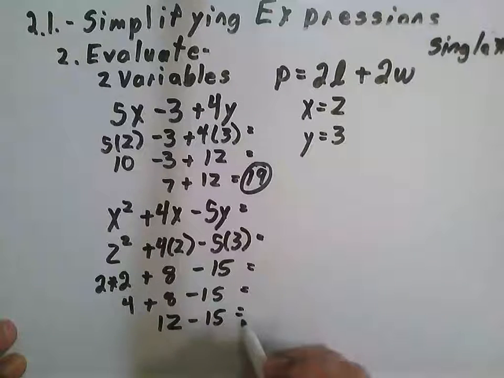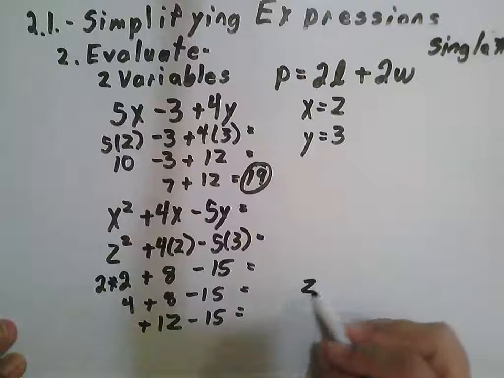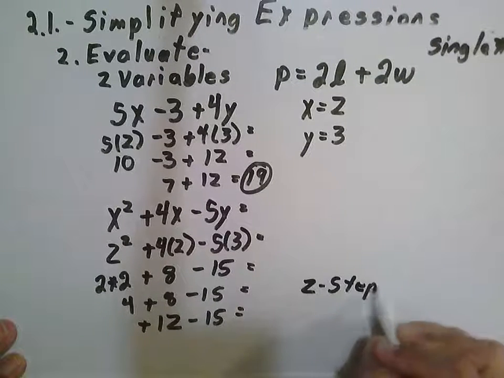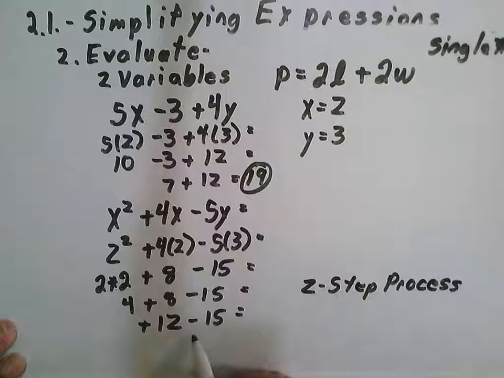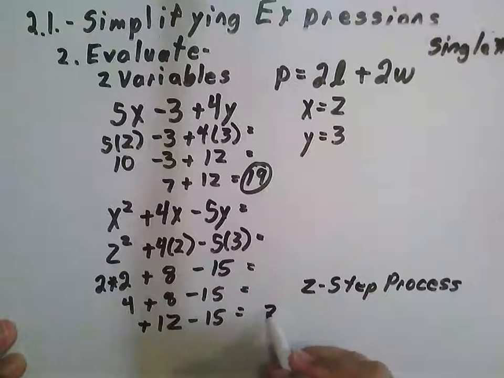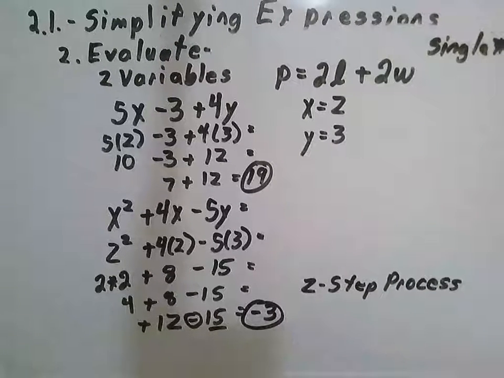12 minus 15. Once again, if there's not a number or a sign in front of it, it's implied to be positive. These two don't match, so I'm going to do my two-step process for adding and subtracting. My signs do not match, therefore I subtract. 15 minus 12 is 3. 15 is bigger, it's a negative, so my final answer is going to be negative 3. And that's the process for simplifying.